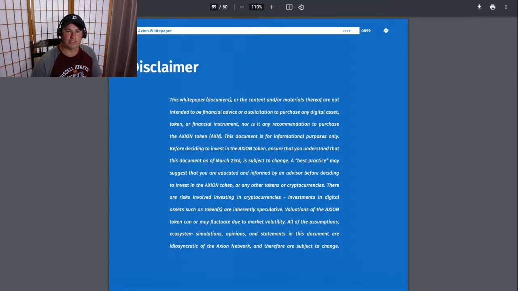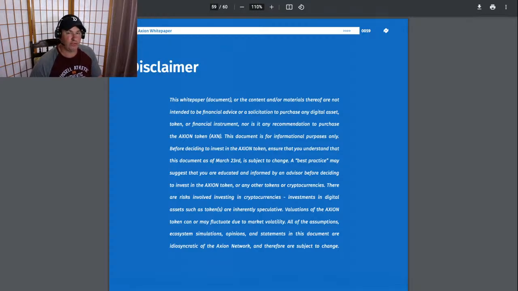The white paper document is the schema, or the content or materials thereof, are not intended to be financial advice or a solicitation to purchase any digital asset token or financial investment, nor is it any recommendation to purchase Axion token. The document is for informational purposes only. Before deciding to invest in Axion token, ensure that you understand this document, which as of March 23rd is subject to change. A best practice may suggest that you are educated and informed by an advisor before deciding to invest in Axion token or any other tokens or cryptocurrencies.